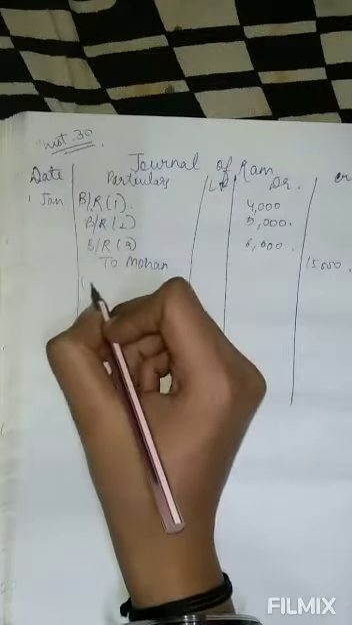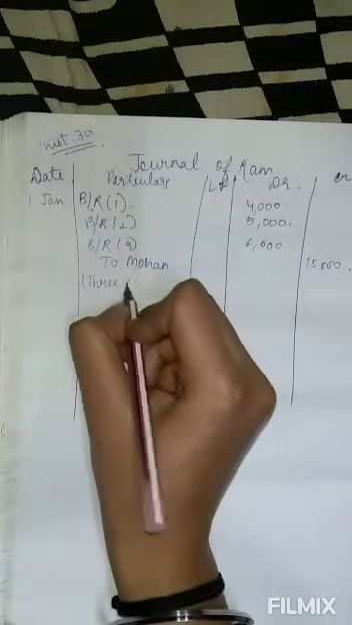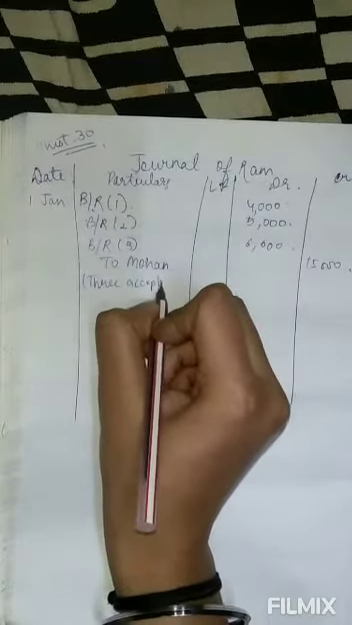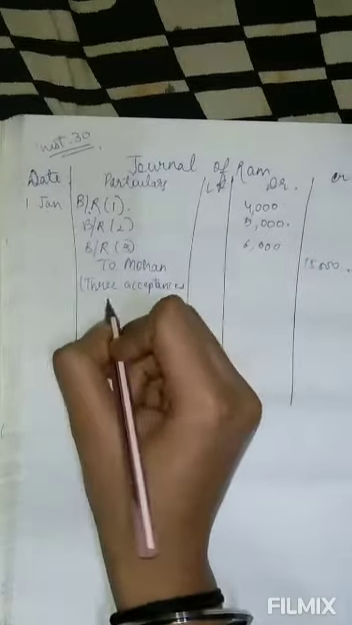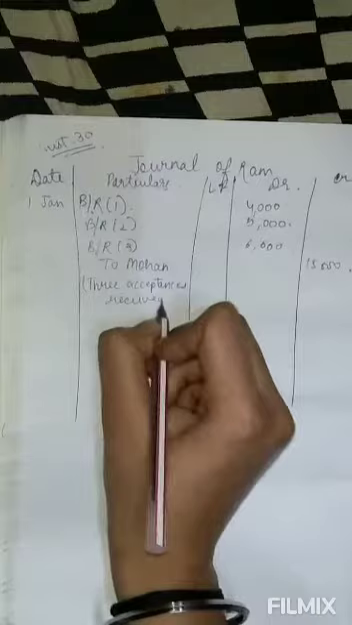And in the bracket, that is the narration, we will write that three acceptances received. Okay.